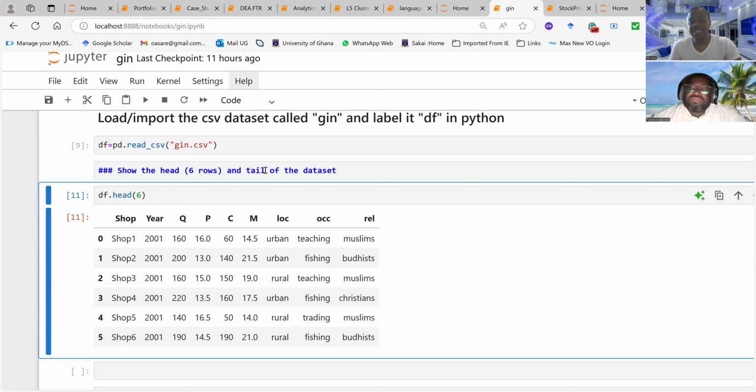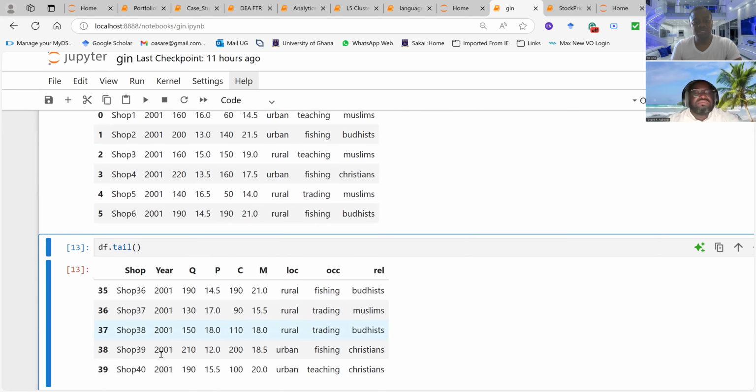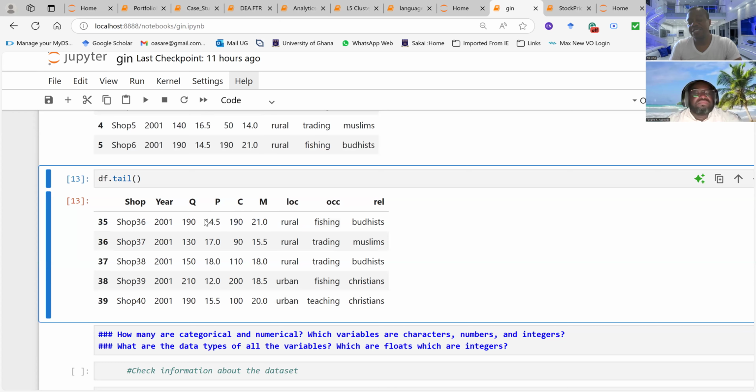But the second bit says the tail of the data. It didn't say the 6 rows of that. It just says the tail. So just type df, which is the name of the data, then tail and brackets. That shows the tail of the data set. Why do you need to show the tail? Because sometimes the data is quite big and you want to know the top part and the bottom part of the data. So this tells us that we have how many observations? 40 observations, because 0 is counted.